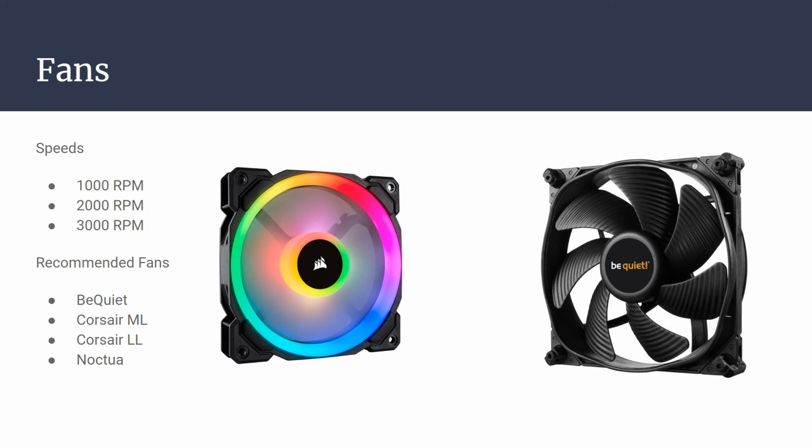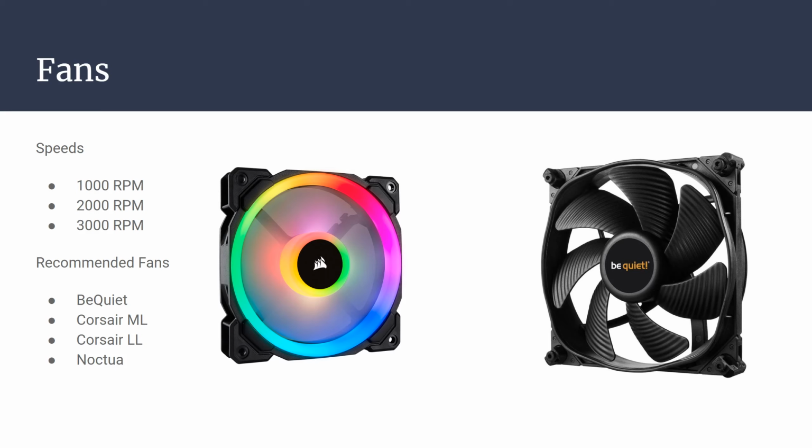So they come in various speeds. Some go 11,000 RPMs for server. Some are 1,000 if you want them to be quiet. So it really depends on your use case and application, right? So I recommend Be Quiet and the Corsair fans if you like RGB, and then Be Quiet and Noctua for performance.